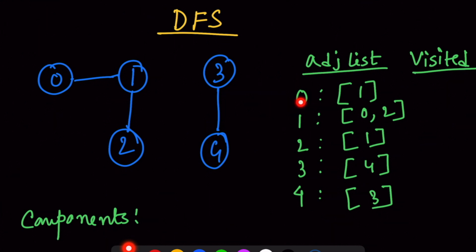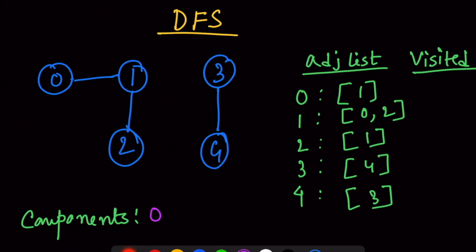So for 0 we have only one node in the adjacency list, that will be 1. For 1 there will be 0 and 2. For 2 there will be only 1. For 3 there is only 4. For 4 there will be only 3. And we'll keep track of one visited set. So initially we are starting with components 0, right?